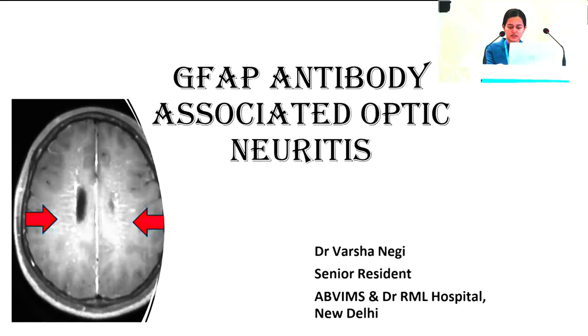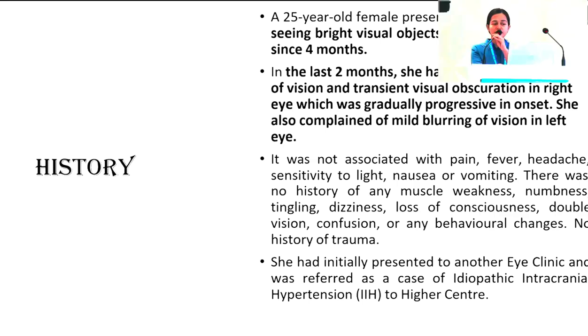A 25-year-old female presented to us with a history of seeing bright visual objects in both visual fields since 4 months. In the last 2 months, she also gave a history of blurring of vision with transient visual obscuration in the right eye, which was gradually progressive, and there was also mild blurring of vision in the left eye.